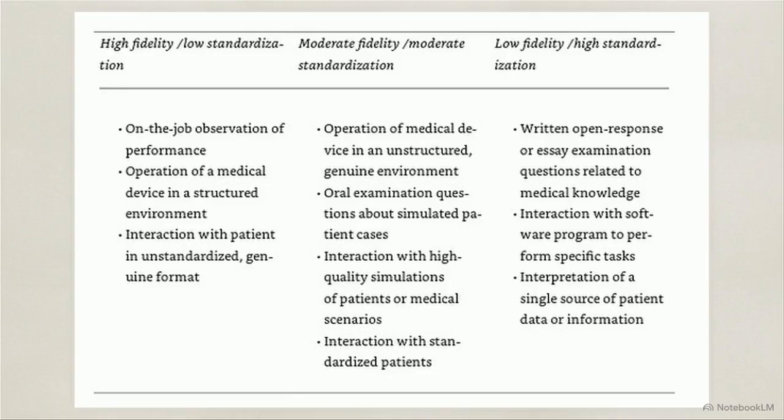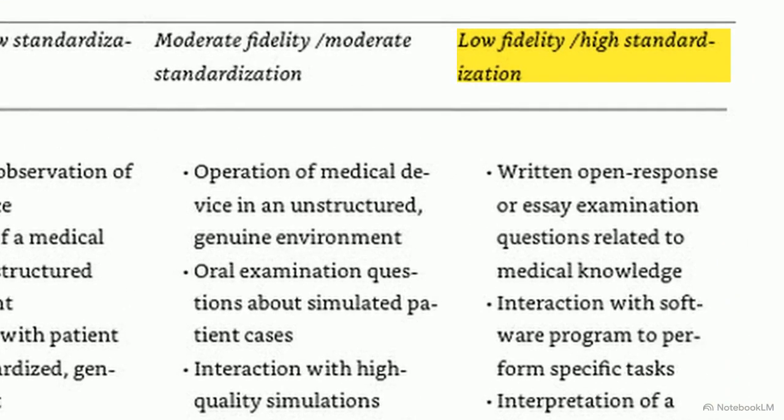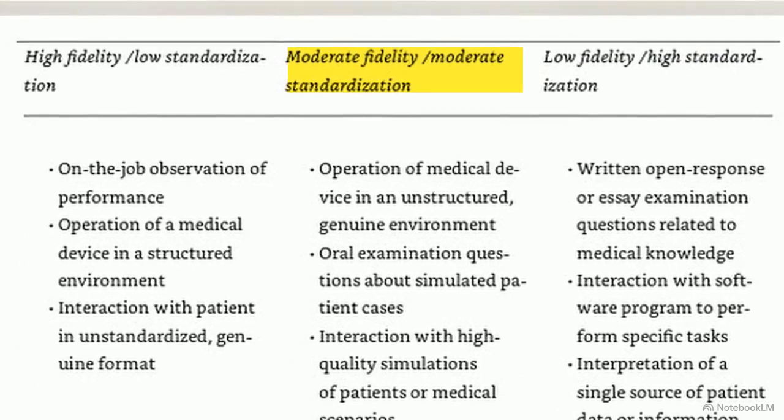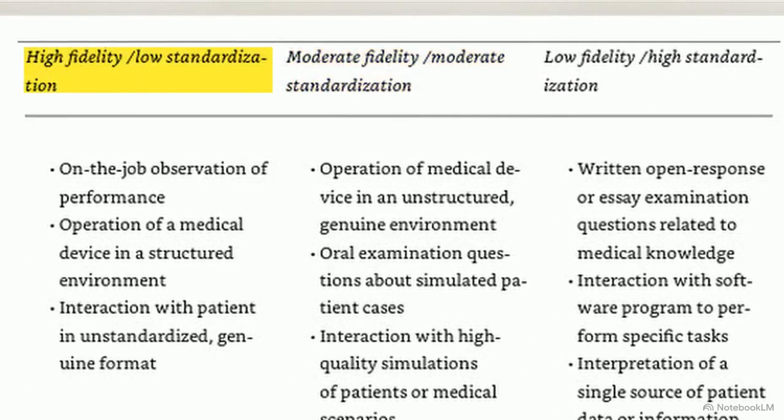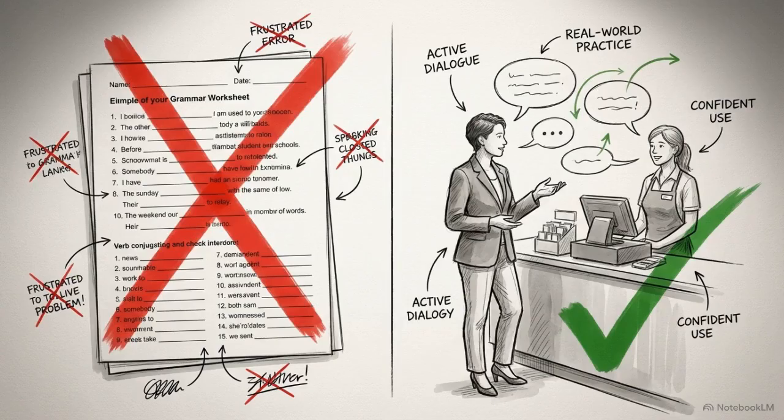This table categorizes tasks by their level of fidelity and standardization. Notice how the assessment types move from low-fidelity written exams on the right to moderate-fidelity simulations in the middle, all the way to high-fidelity, unstandardized on-the-job performances on the left. A valid language assessment needs to mimic genuine pressures. If your target is an A2 student, the test shouldn't be circling verbs. It should be successfully resolving a simulated problem at a restaurant.